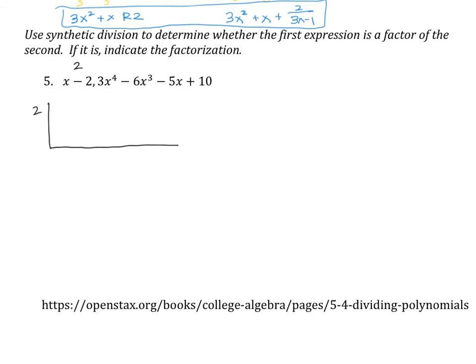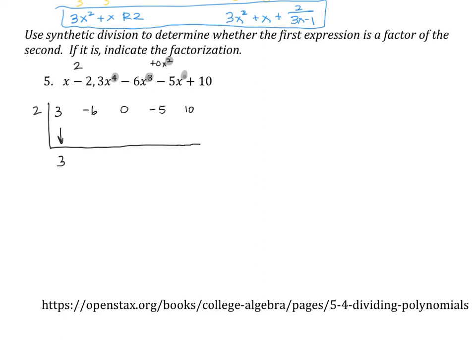Then we're going to check what we're dividing into. We have an x to the 4th, an x cubed, and then an x to the 1st. So look, we're missing an x squared. So plus 0x squared. Okay, so now I have 4, 3, 2, 1, no x. So perfect. So I'm going to have 3, -6, 0, -5, and 10. So bring down the 3.